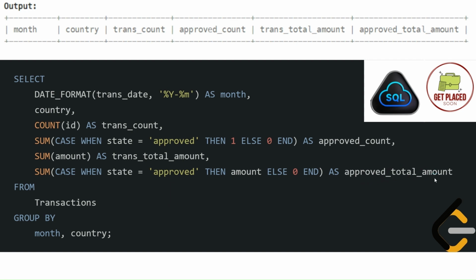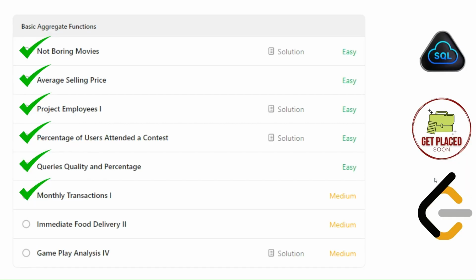I hope you understood how to write this SQL code. That's it from my side. We have completed solving this problem also. We are just left with 2 problems under the topic basic aggregate functions.